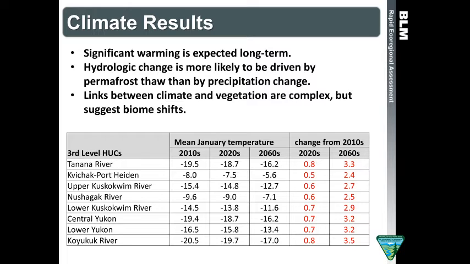And then finally, links between climate and vegetation are complex, but do suggest some shifts in biome. I'm going to be talking quite a bit more about that. It can be pretty hard to wrap your head around because we have separate models that don't take exactly the same inputs, and it's a little tricky to explain, but we are expecting assemblages over time.